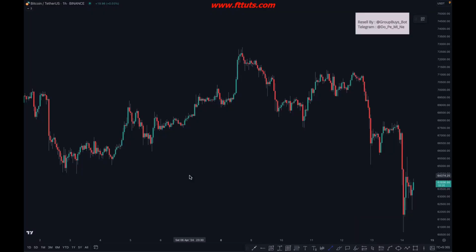Okay. So this is the time frame you should follow. It depends on you. If you are a day trader, then you can use a 15-minute time frame. If you want to trade for like 24 hours, then you can use a 1-hour time frame. If you want to hold for a few days, then you can use a 4-hour time frame. And if you want instant buying and selling, then you can use a 5-minute time frame.